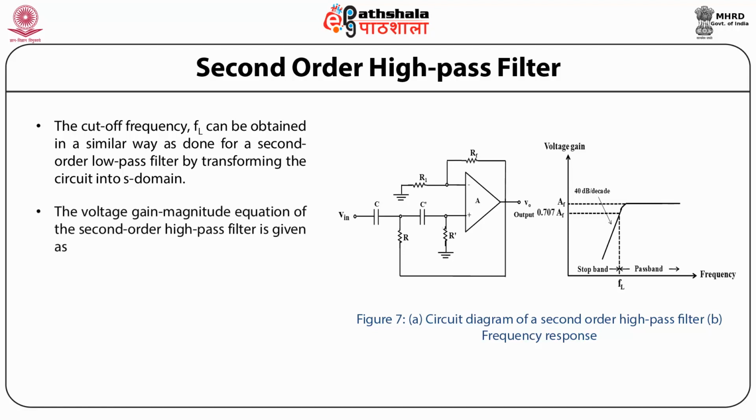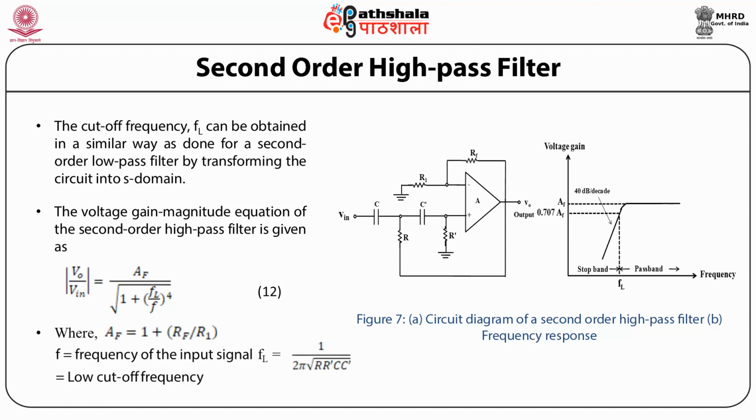The voltage gain magnitude equation of the second order high pass filter is given as modulus of V0 by Vn equals AF divided by square root of 1 plus (fL by f) raised to power 4, where AF is equal to 1 plus Rf by R1, the passband gain of the filter. f is the frequency of the input signal and fL is equal to 1 by 2 pi into square root of R prime into C prime, and is the low cutoff frequency of the second order high pass filter.